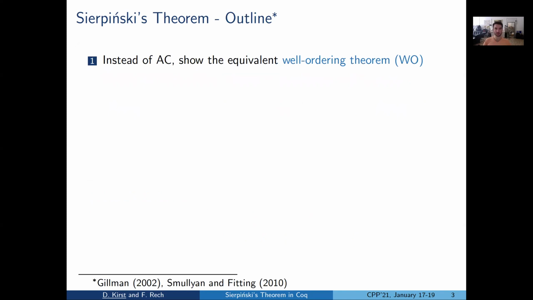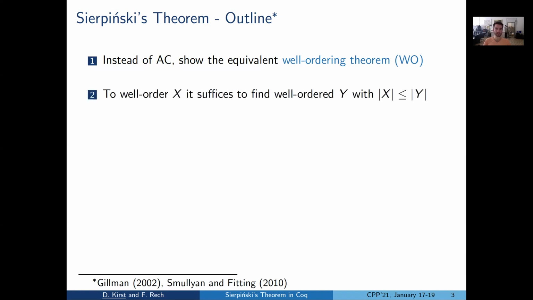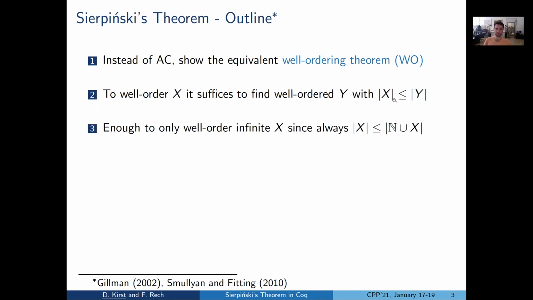So let's look at the proof idea you can find in the standard textbooks. First of all, you don't directly show AC, you show the equivalent well-ordering theorem, stating that every set can be well ordered. And this is further simplified by the fact that when well ordering X, it suffices to find a well ordered Y, which is larger, because well orders transport back along injections. So in particular, we can restrict to infinite sets because every set embeds into an infinite set. So in total it suffices to, using GCH, show that every infinite set can be well ordered.